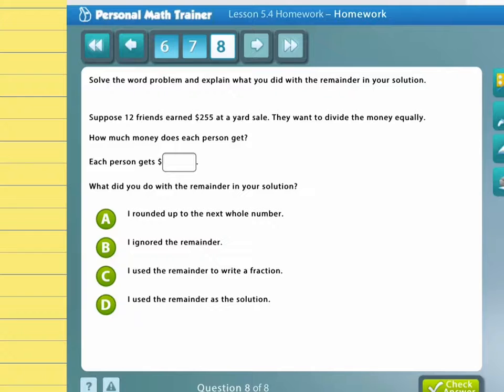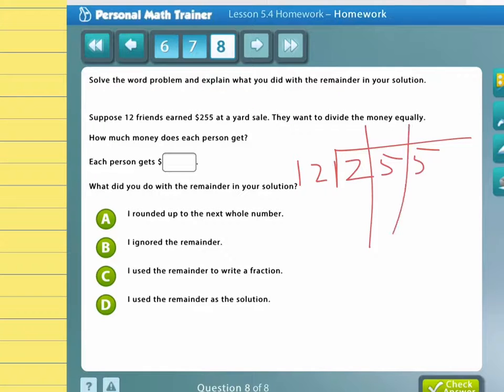Alright, so there's $255, and there are 12 friends, and they're going to share that money. So how many times can we take out groups of 12 out of 255? Well, it doesn't go into 200s. It does go into 25 tens 2 times. There's 1 left over. 12 goes into 15 ones 1 time, and there are 3 left over.